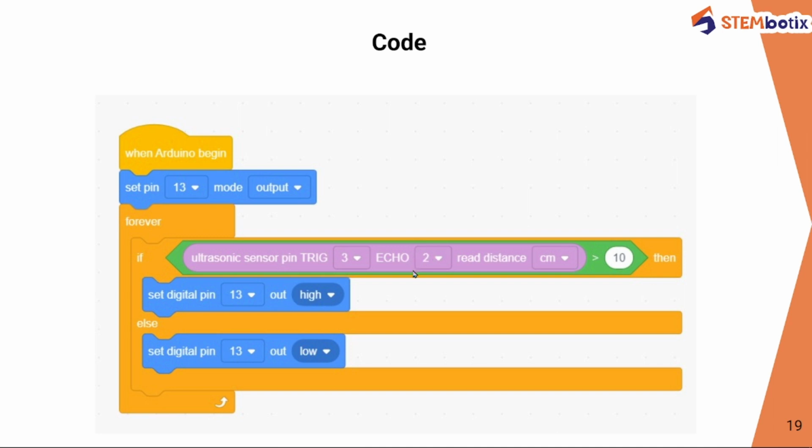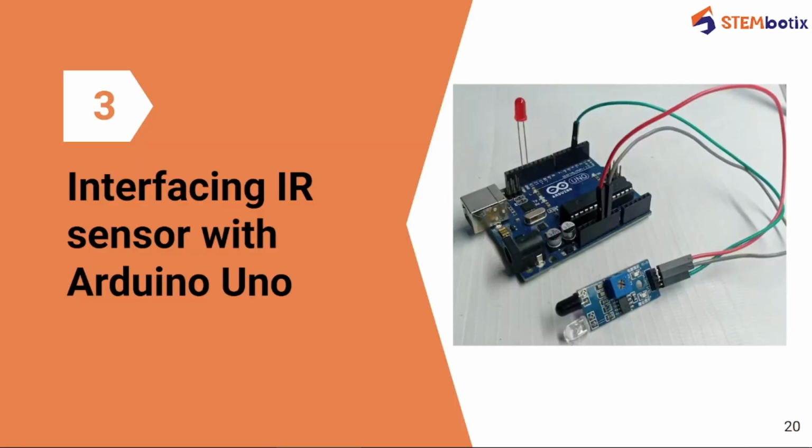If the distance sensed by the ultrasonic sensor is, for example, 6, then 6 is not greater than 10, so the condition is not fulfilled, or the condition is false, and the pin will stay in low state, or the pin will be in turn off mode. So this is how you can see the working of the ultrasonic sensor.